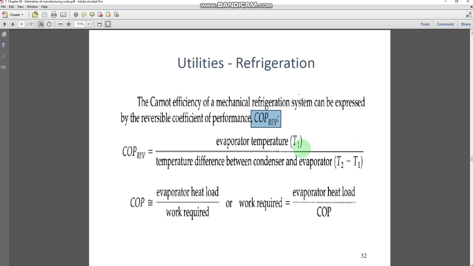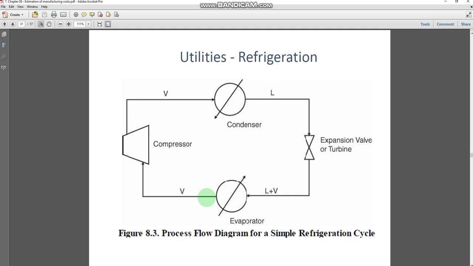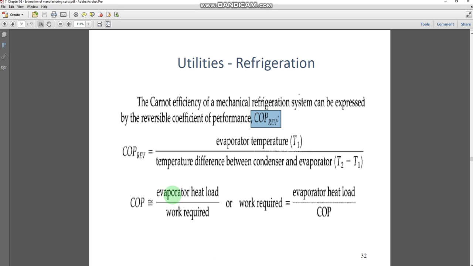You can see this equation also in the form where the coefficient of performance is a function of the evaporator heat load divided by the work required. If the evaporator heat load is very high, if you have a high temperature at the outlet of the evaporator, obviously the compressor has to do a lot of work. So if you increase this denominator term, the work required by the compressor would be very much increased. That would ultimately reduce the coefficient of performance.